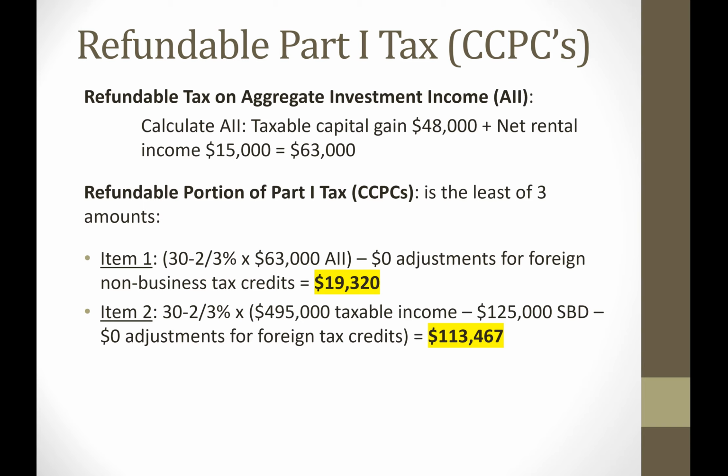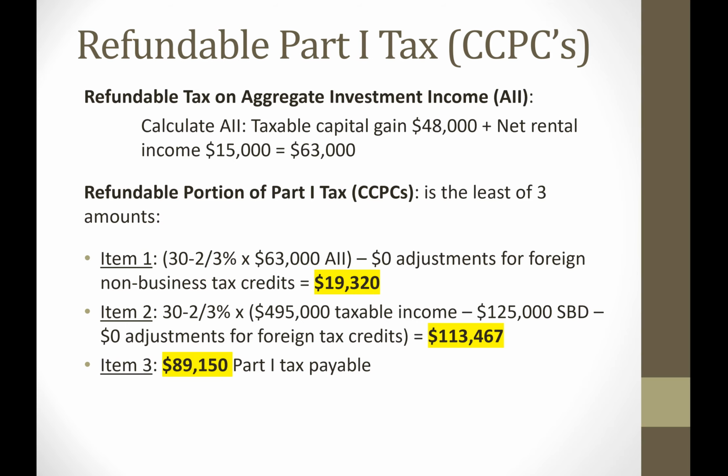Also, we're told that Bowen Ltd shares the small business deduction limit of $500,000 with 3 other associated corporations, and Bowen Ltd's share is 1/4 of that. So the $500,000 times 1/4 is the $125,000. And so when we work through the calculation, item number 2 is $113,467.